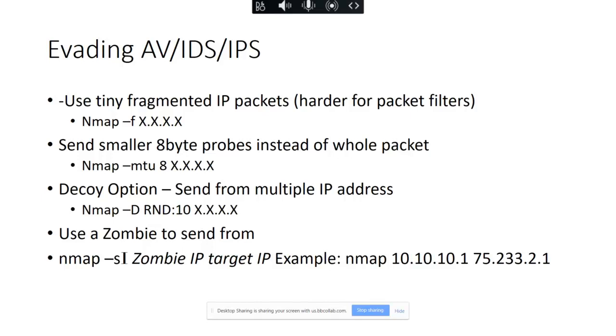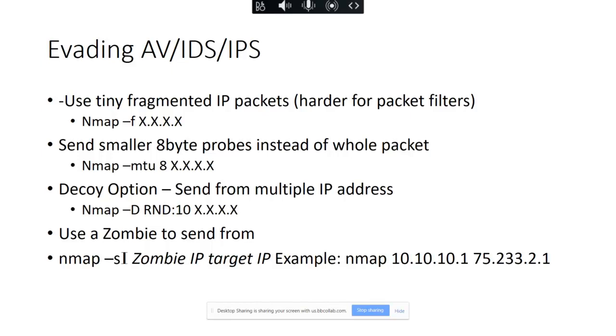If you wanted to change the maximum transmission unit and force it to be in a certain number of bytes, in 8-byte increments, you do nmap --mtu 8 and then the IP address. So instead of sending the whole packet, it breaks that packet up into 8 bytes, which is a little more unusual and not as easy for intrusion detection and prevention systems to discover.